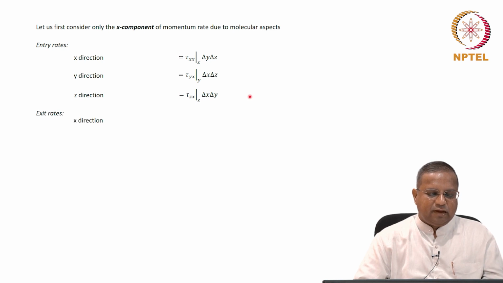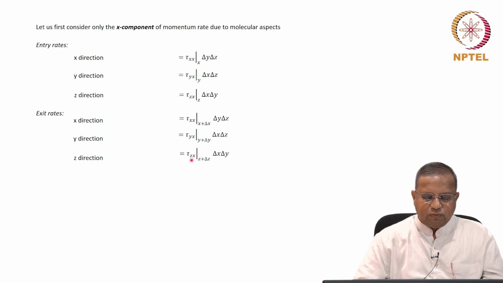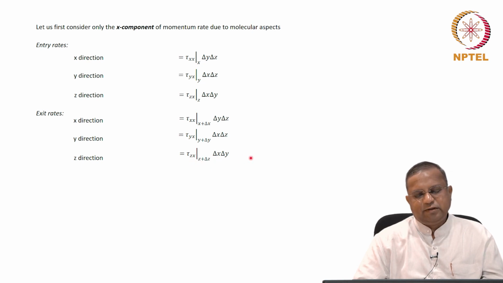The exit rates are, let me show you one and give you some time to write. In the x direction, it is tau xx at x plus delta x, times delta y delta z. Pause the video here please, and then write the other 2 terms, for the y direction and for the z direction. Go ahead please. You would have obtained for the y direction tau yx at y plus delta y, times delta x delta z, and for the z direction tau zx at z plus delta z, times delta x delta y. So these are the entry and exit rates.